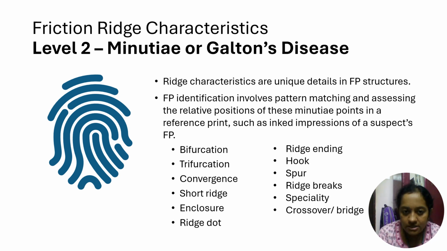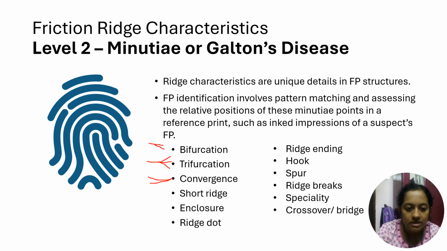There are some parameters which work for identifying features like minutiae. One is bifurcation, trifurcation where it divides into three, and convergence. Let me draw. Bifurcation is this. Trifurcation is where it is divided into three. Bifurcation is divided into two. Convergence is two coming into one single line.